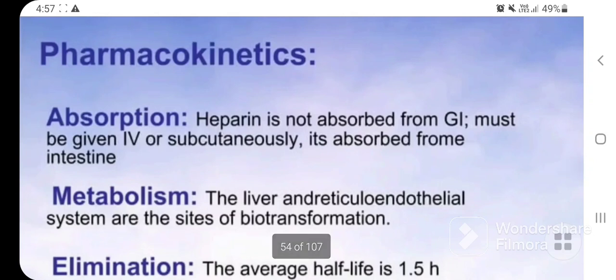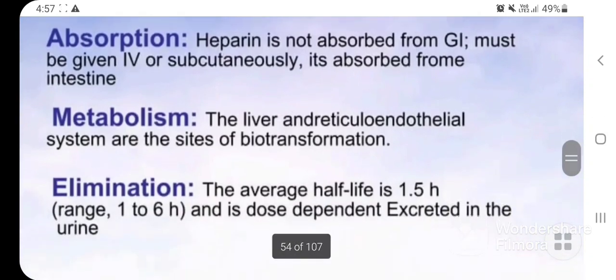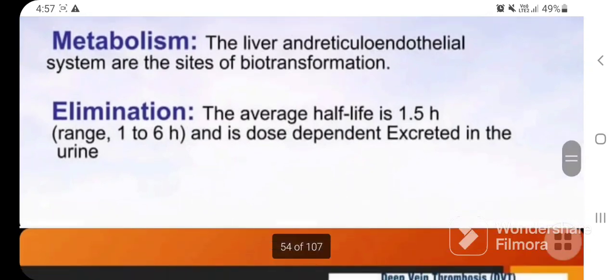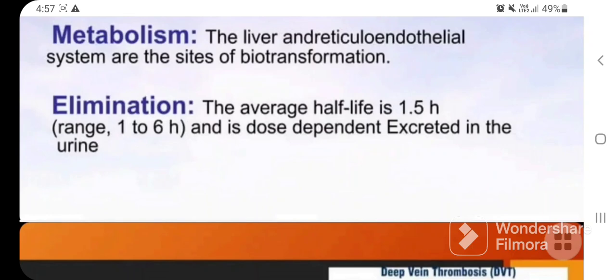Next, pharmacokinetics. Absorption: heparin is not absorbed from the GI tract, so it must be given intravenously or subcutaneously. Metabolism: the liver and reticuloendothelial system are the sites of biotransformation. Elimination: the average half-life is 1.5 hours, and it is excreted in the urine in a dose-dependent manner.